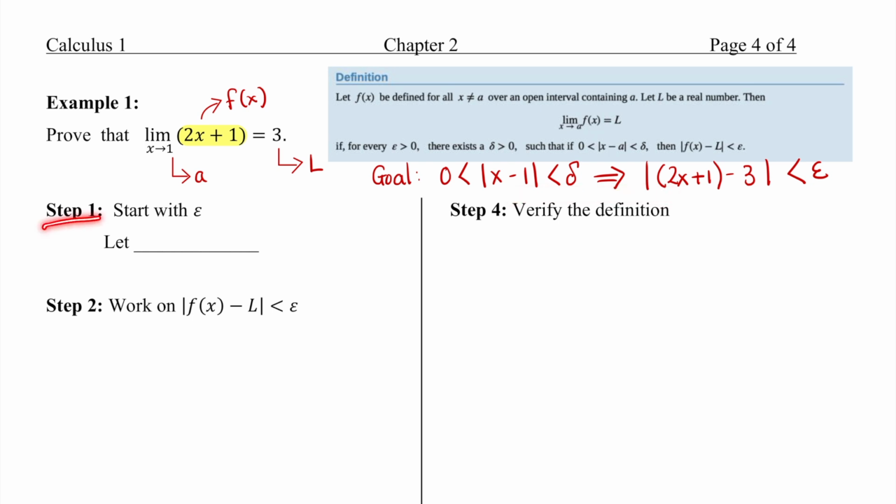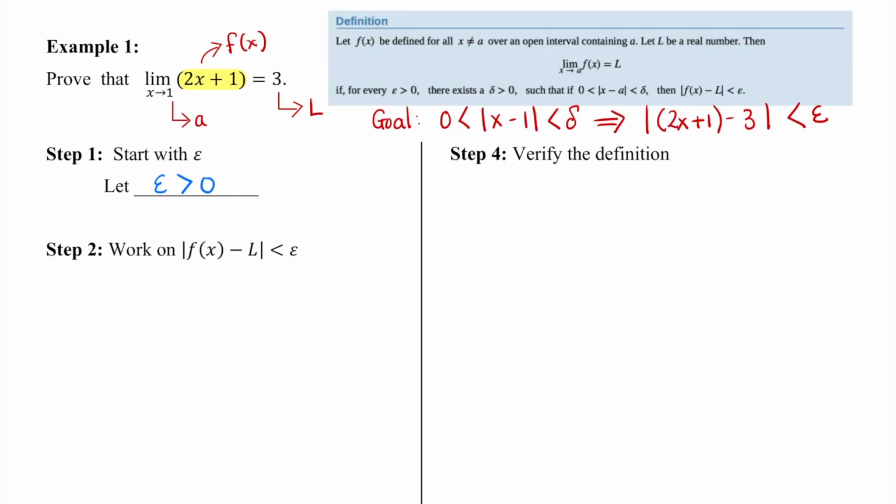Step 1, we'll start with the epsilon. We'll let epsilon be greater than 0. Now, we need to find a delta. So we are working backward here. We need to work on the absolute value of f of x minus L less than epsilon.